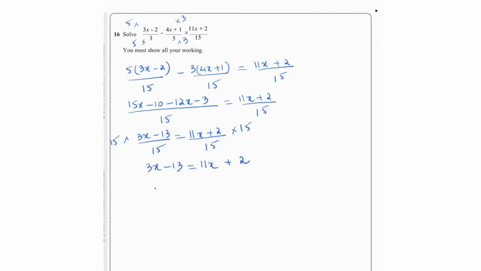Collect the like terms on each side. Negative 13 minus 2 equals 11x minus 3x. That's negative 15 equals 8x. So negative 15 divided by 8 is x. So that is the value of x.